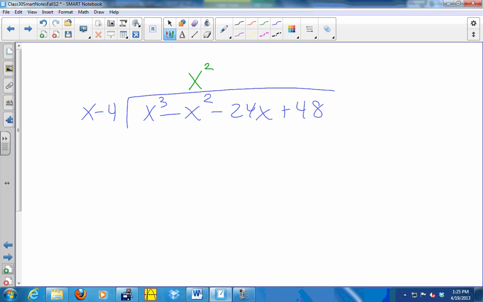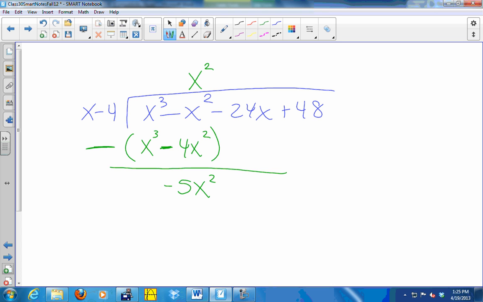Then you multiply x squared times your entire thing, x minus 4. So x squared times x is x cubed, and x squared times negative 4 is negative 4x squared. And then you get to subtract, right? So do each one. Negative x squared, remember that we're subtracting this whole thing here. So I have negative x squared minus negative 4x squared. So what does that come out to? And x cubed minus x cubed is 0. Those go away. Then we bring down the minus.